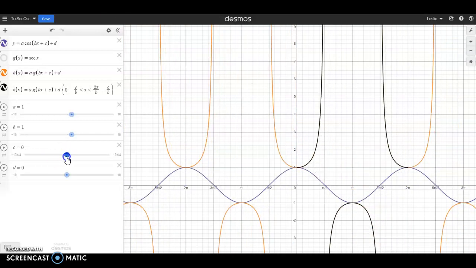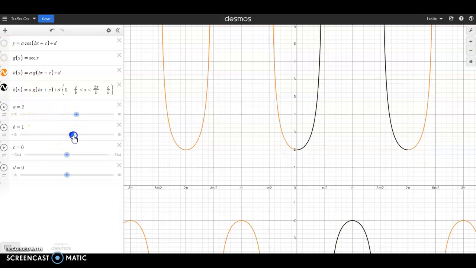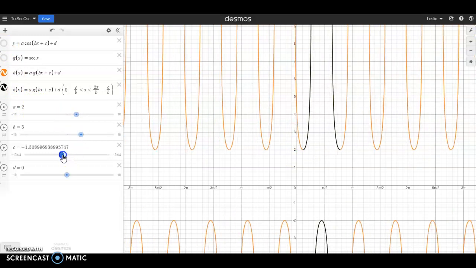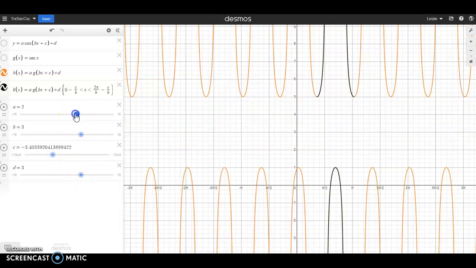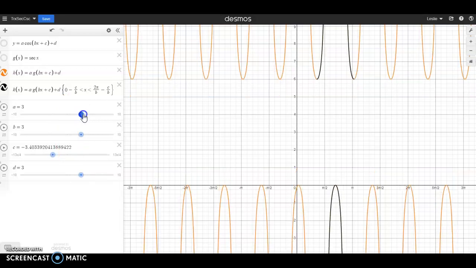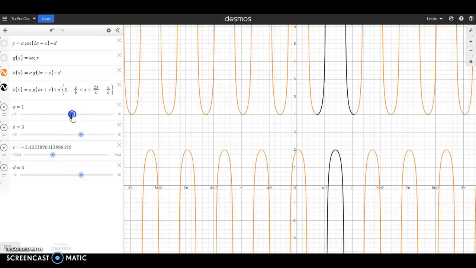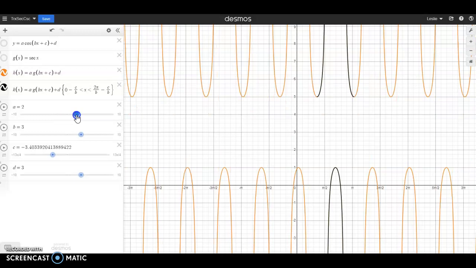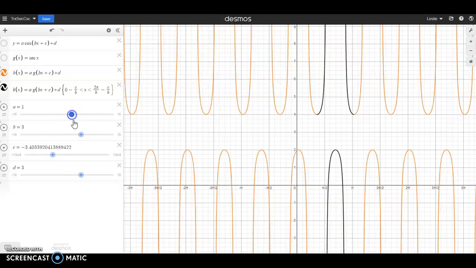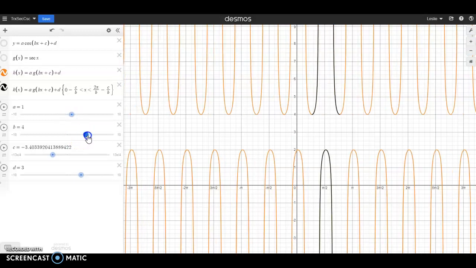Okay, let's put c back to 0. A and b are 1, c and d are 0, and I'm going to hide my reference graph. As before, I can change a, b, c, and d to get a different graph of, I love the amplitude, a different graph of cosecant. With the amplitude, the graphs are actually moving apart. That's kind of cool. The loops are moving apart. Okay.